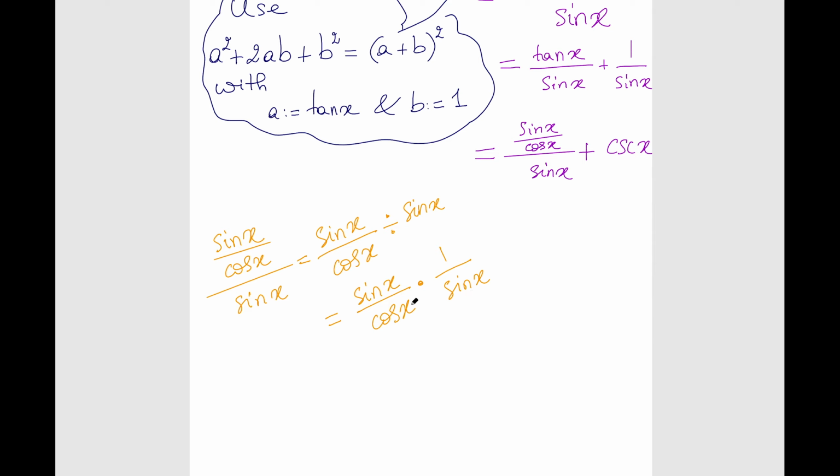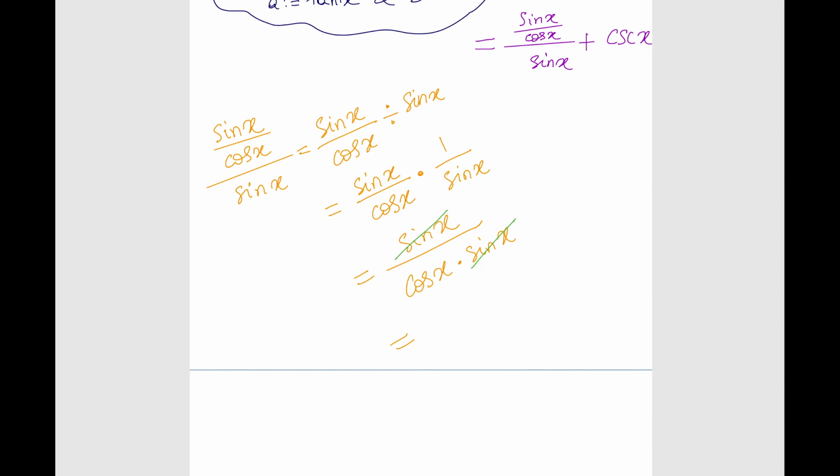Yes? And as such, you get upstairs sine of x times 1, so sine of x, and downstairs you get cosine of x times sine of x, yes? Agree with me? And sine of x divided by sine of x, this is a product here, so I can simplify. And if you simplify, what do you get at the end? You get 1 over cosine of x. So all this fraction is 1 over cosine of x. And what's 1 over cosine of x? It's secant of x. Agree with that?